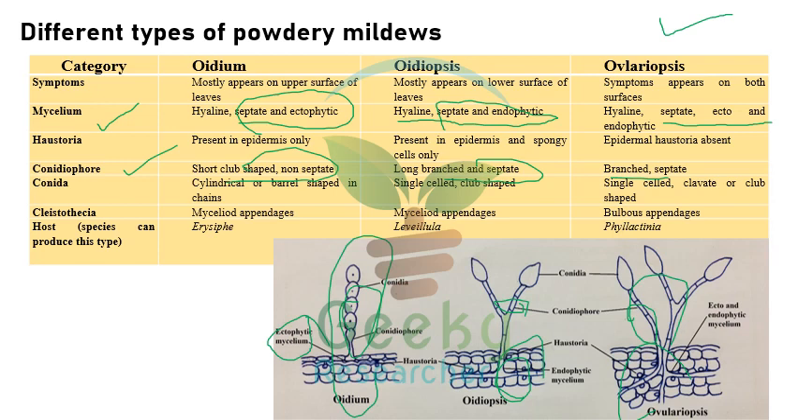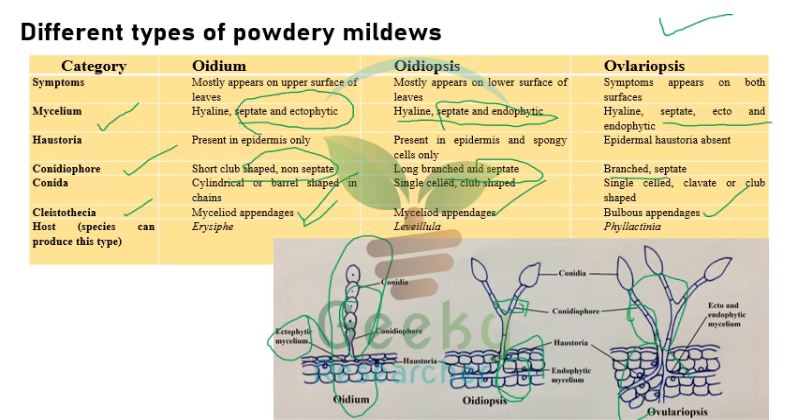The appendages of Cleistothecia are actually of powdery mildew. All these can be produced from Cleistothecia, which was discussed in sexual fruiting bodies. So this Cleistothecia produces mycelioid appendages, and Oidiopsis also produces mycelioid appendages, but the Ovulariopsis type produces bulbous appendages. The appendages are bulbous in Ovulariopsis, and mycelioid in both Oidium and Oidiopsis.